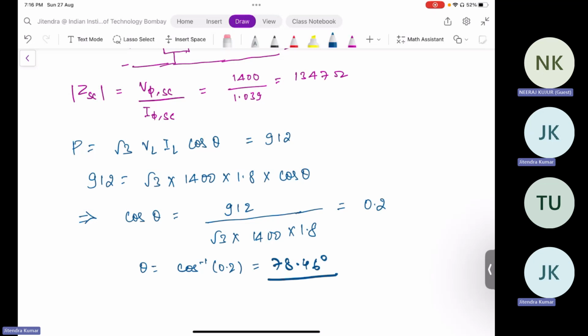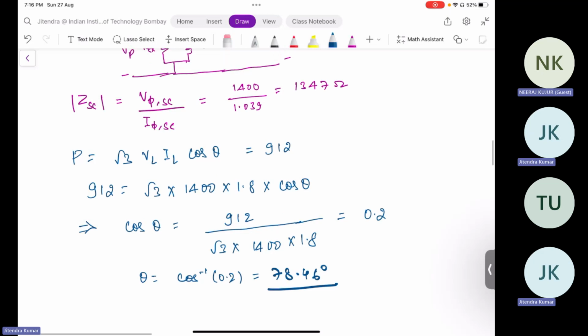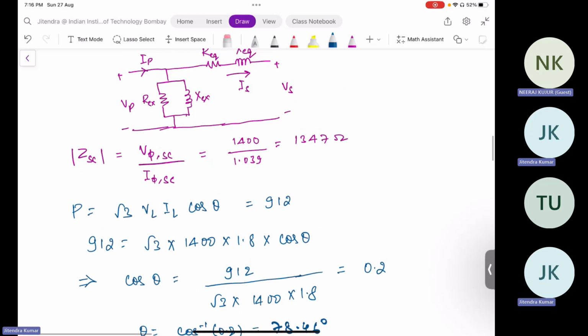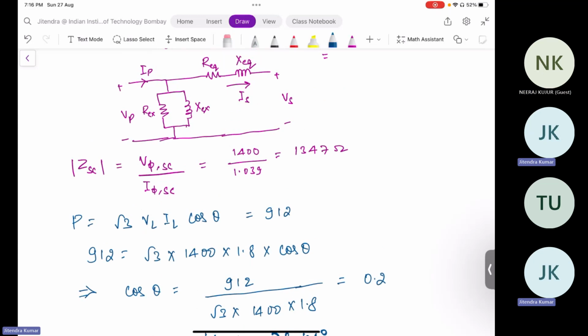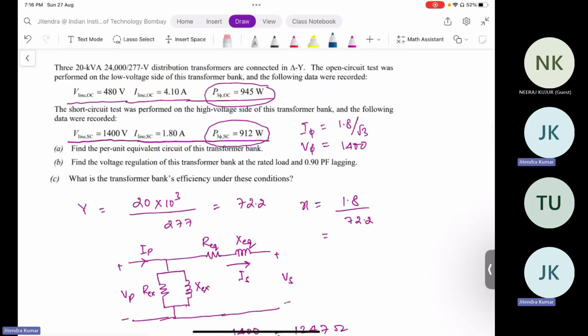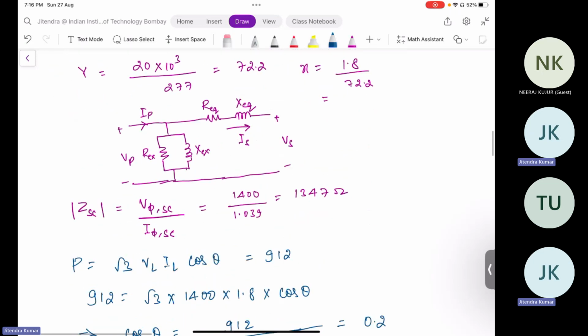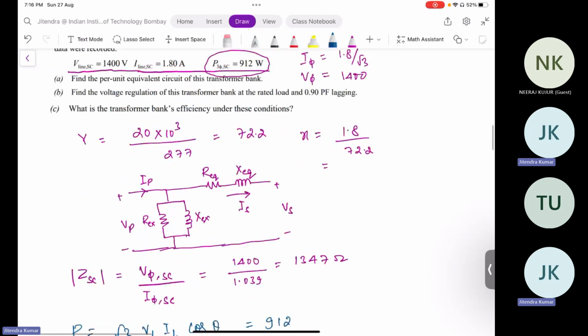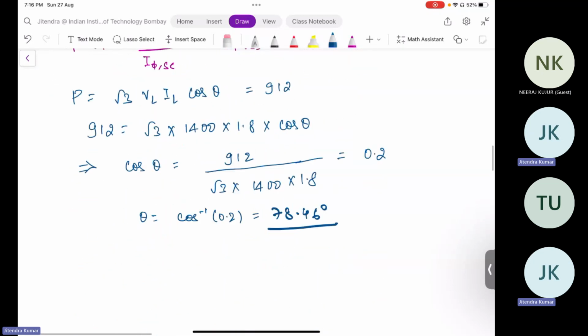Sir, I have a question, sir. Please go ahead. Sir, this ZSC that we have calculated, 1347, is it for the whole bank, sir? Let me confirm it for you. Three 20 kVA distribution transformers are connected. So it is for one phase only.